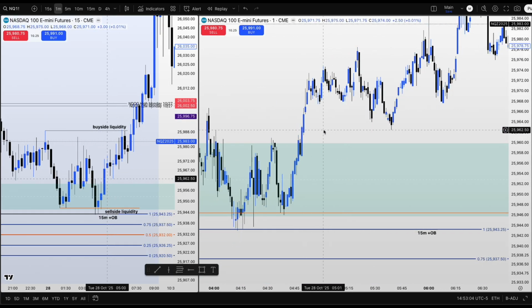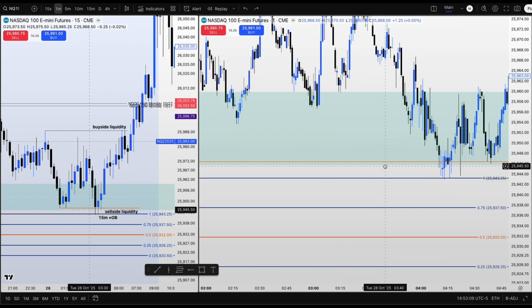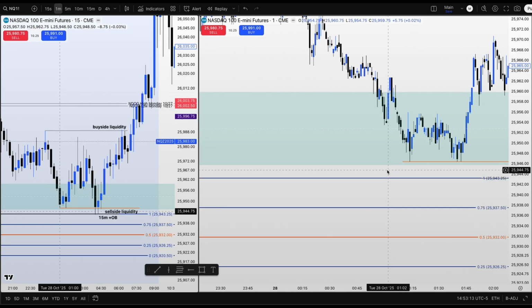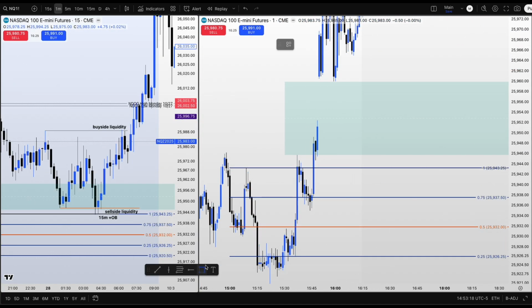All right, to show you my entry, obviously I use these higher time frame PD arrays to base my foundation of the trade on. But for my entry here, I had this inversion fair value gap.